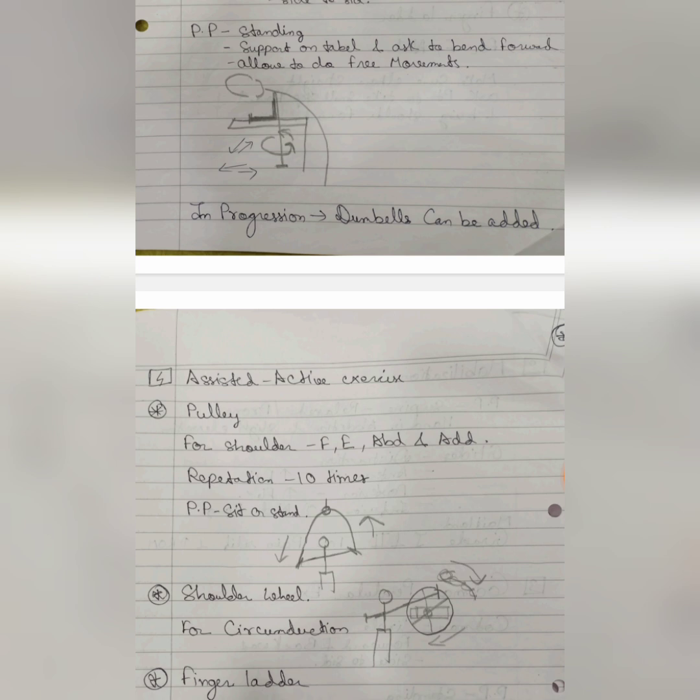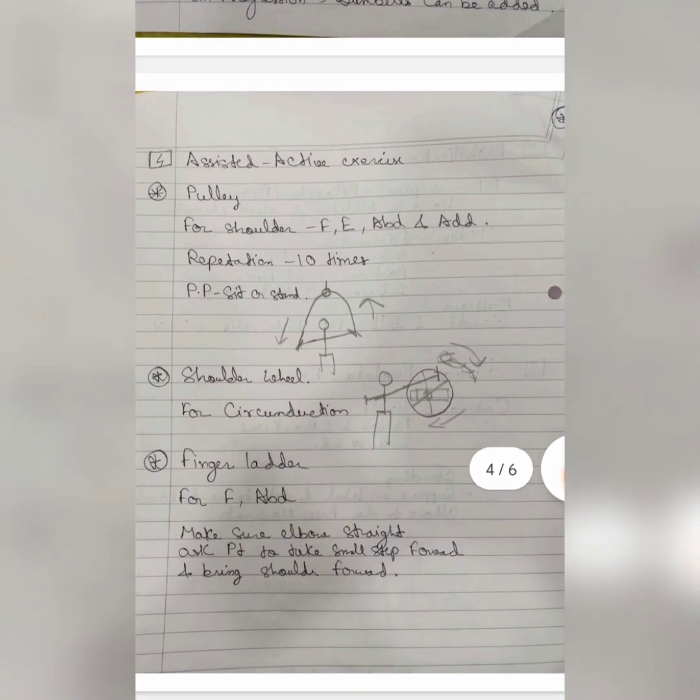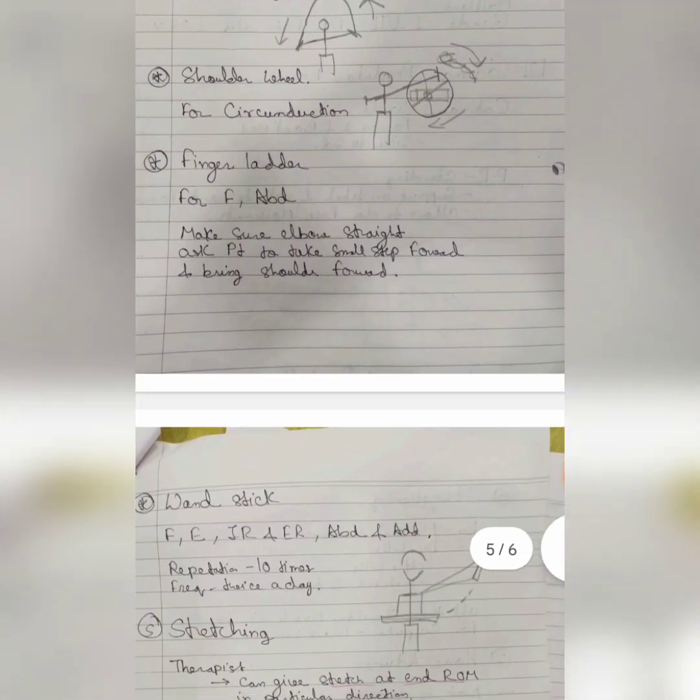Fourth is we can go with assisted active exercises, which includes the first one, which is commonly seen in the clinics, right? We all have seen it, so it is very easy to write. First is the pulley. In the pulley you can write which shoulder movements it improves: flexion, extension, abduction and adduction. Repetitions, you can write 10 to 15. Patient position could be either sitting or standing, and just simply draw and show the movement. It would be very helpful and very easy to write.